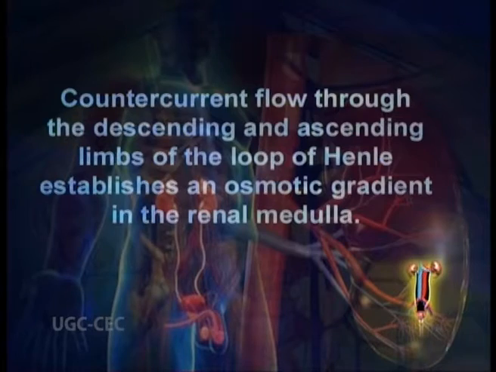Number 2, countercurrent flow through the descending and ascending limb of loop of Henle establishes an osmotic gradient in the renal medulla. As the tubular fluid constantly moves from the descending limb to the thick ascending limb of loop of Henle, the thick ascending limb is constantly reabsorbing sodium and chloride.